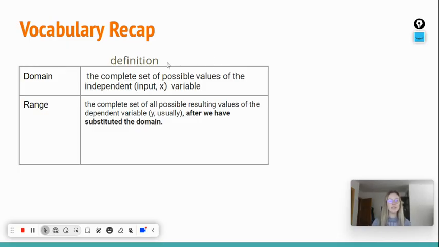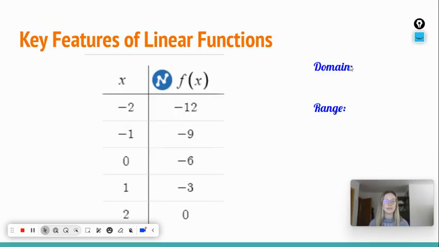And then the definition for range is the complete set of all possible resulting values of the dependent y values. So we need to substitute in that domain, and they're the corresponding output of y values. So let's look at some examples, and I think it will help clarify these definitions.